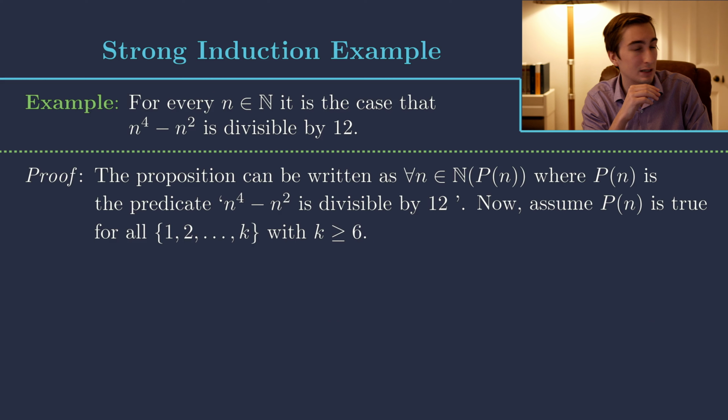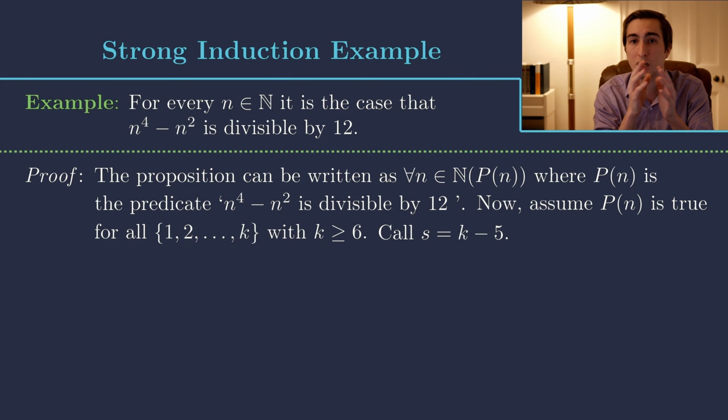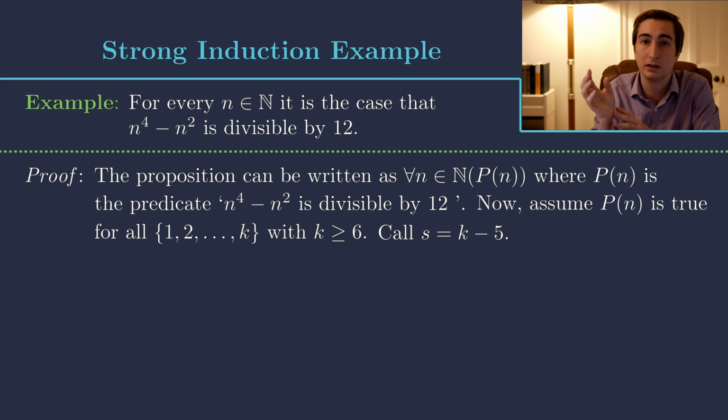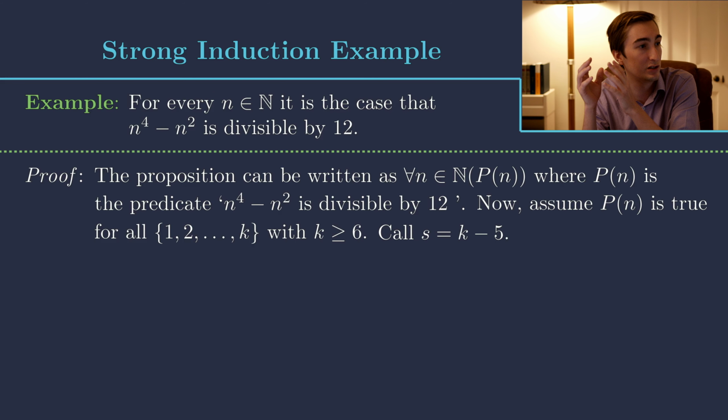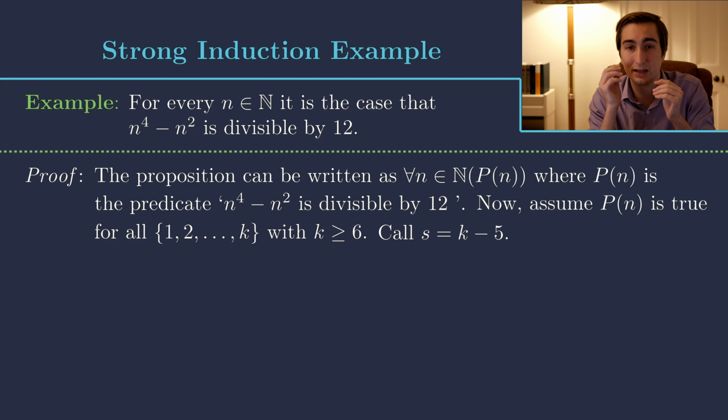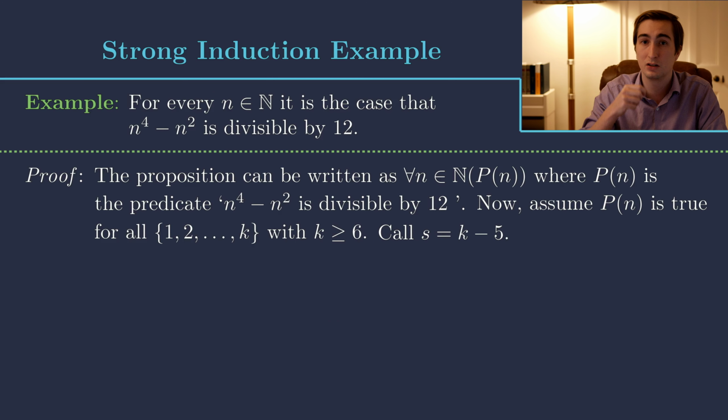So why do we need to have that k is greater than or equal to 6? Well, you'll see immediately that is the case because I'm going to do a change of variables. That is, I'm going to take s here to equal k minus 5. And notice here, if I took k to be less than or equal to 5, and I defined s to be k minus 5, that would take me outside the domain of discourse, because that would take me to some values less than or equal to 0, which is not inside the natural numbers. So I need to have that k is greater than or equal to 6 in order to do this change of variables.